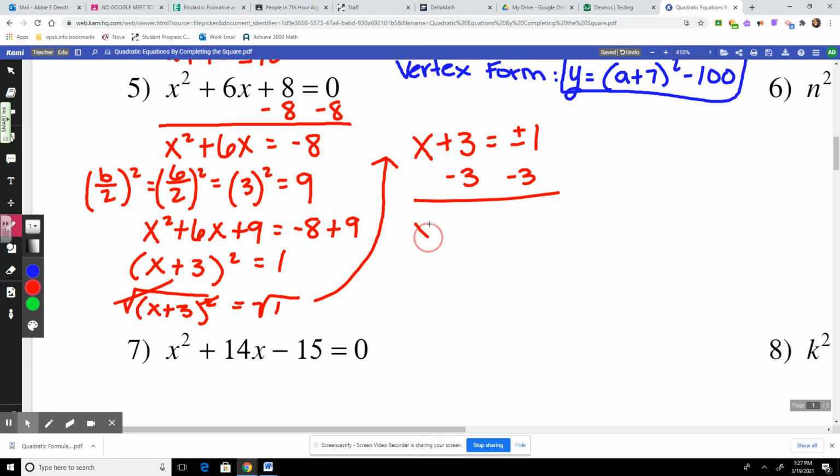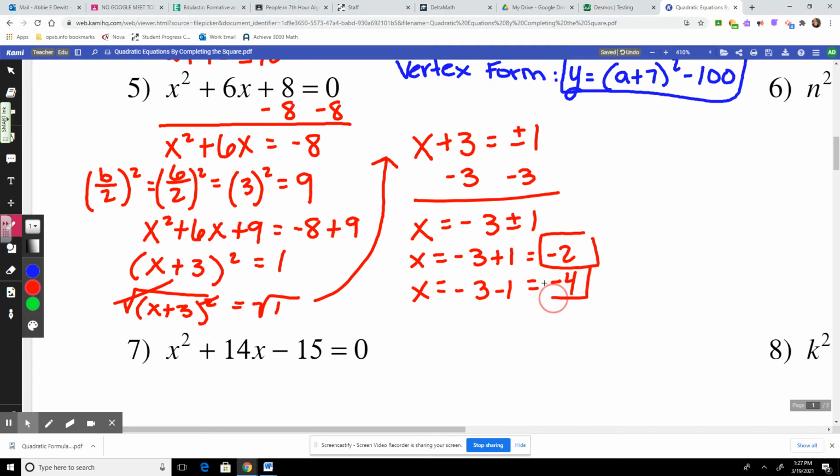So what that tells me is that x is negative 3, positive negative 1. So x is negative 3 plus 1, and x is negative 3 minus 1. Negative 3 plus 1 is negative 2, and negative 3 minus 1 is negative 4. So your answers are x equals negative 2 and x equals negative 4. Your two solutions are negative 2, negative 4.